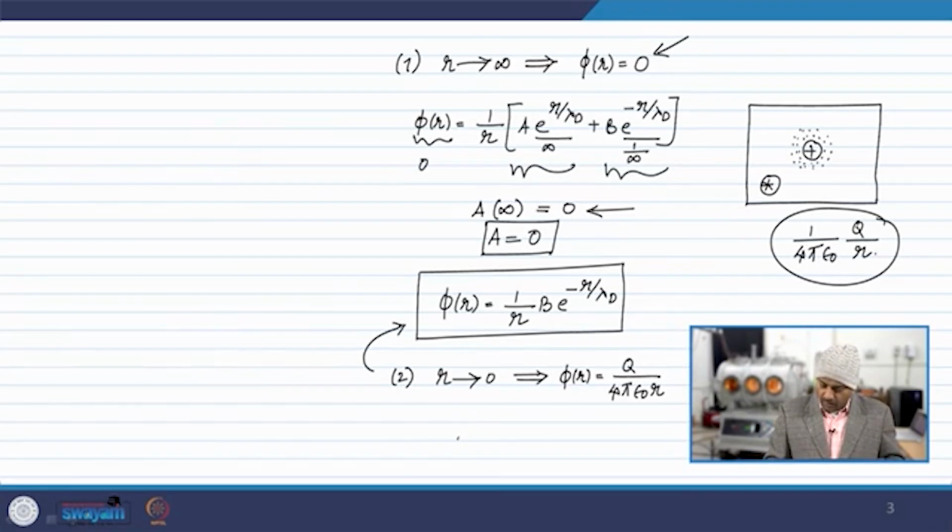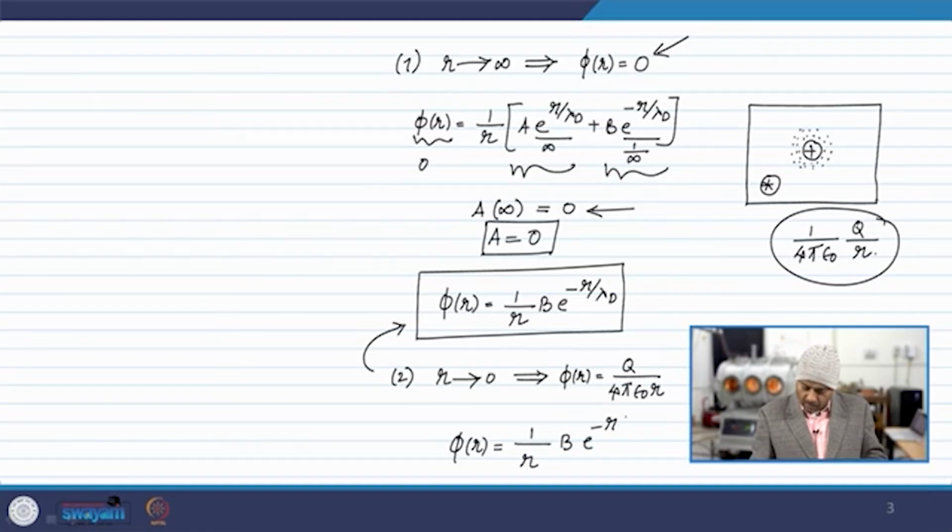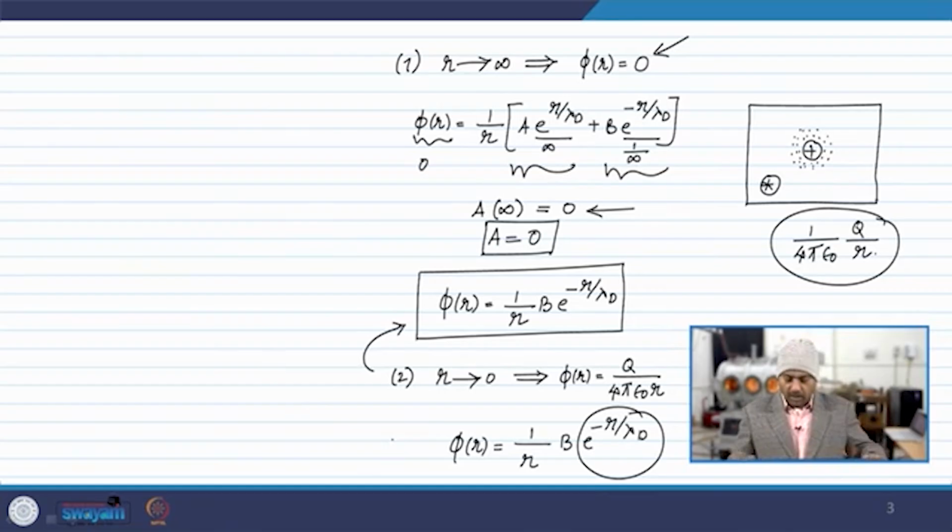So, phi of r, if you match these two things, what you will realize is e to the power 1 by r is as it is there, b e to the power of minus r by lambda d. This factor has to vanish. Then you can probably say that the constant b is q by 4 pi epsilon naught, but for this potential to exist everywhere, you need this constant, e to the power of minus r by lambda d, to be equal to 1.